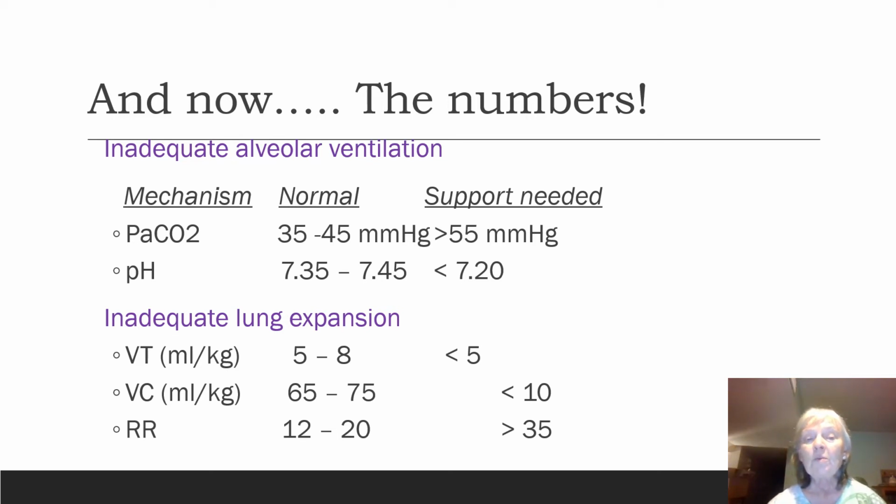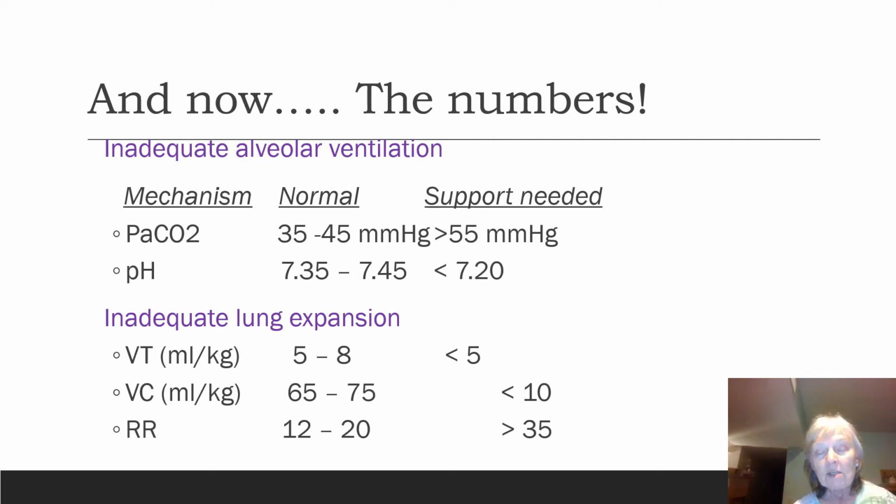So remember, the normal PaCO2 is 35 to 45 millimeters of mercury. Support needed in this case is anything greater than 55 millimeters of mercury. We know that at the beginning of the chapter, 44, it said if your patient was on room air and the PaCO2 was greater than 50, they were in respiratory failure, which is an indicator for some type of support. So this time we're going to change it a little bit, and we're going to go ahead and use 55. The pH, remember, is normal, 7.35 to 7.45. Support needed anytime less than 7.20.